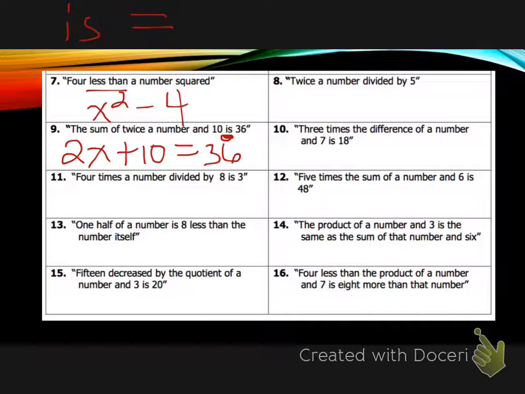How about number 12? 5 times the sum of a number and 6 is 48. 5 times the sum. Remember, this is looking at one of those parenthesis ones. 5 times the sum of a number and 6 is an equal 48.